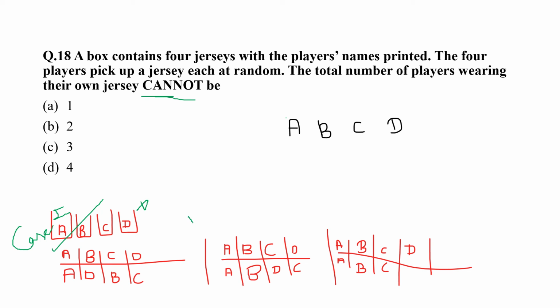In the second case, if A gets A's jersey and B gets B's jersey, C gets D's jersey and D gets C's jersey, this can also happen, right? In the third case, if A gets A's jersey, B gets B's jersey, C gets C's jersey, D gets D's jersey, this cannot happen, right? If someone is picking randomly, the probability of this case is minimum, very less. So option C, that is 3, is the right option.